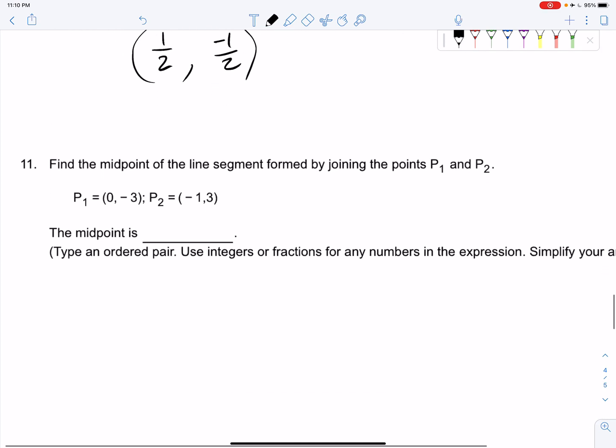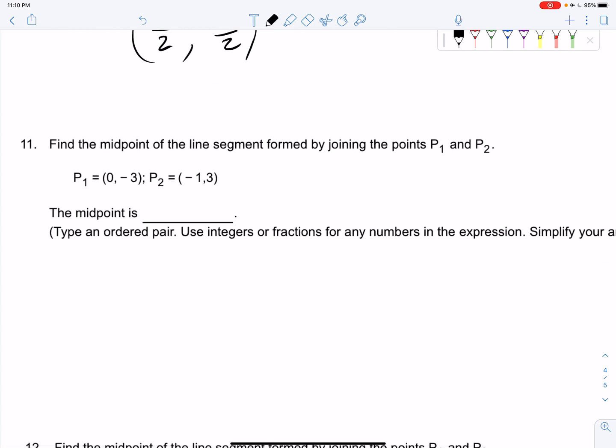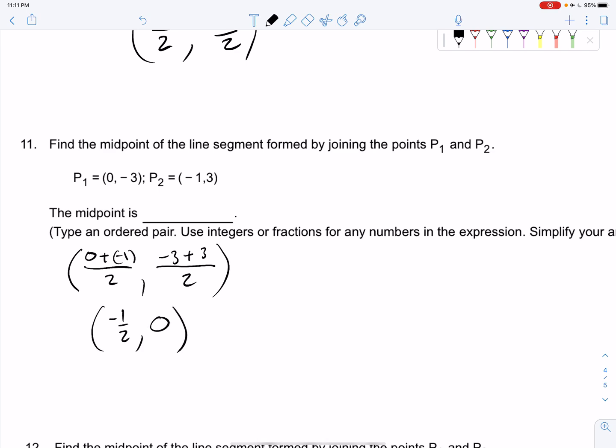Next problem, number 11. We almost done? This went quick, didn't it? Finally a quick one. We got a break here. Find the average of the x's. So we're going to say 0 plus a negative 1 divided by 2. Find the average of the y's. Negative 3 plus a 3 divided by 2. So the first value is x, so we've got a negative 1 over 2. And a negative 3 plus 3 is 0, and 0 divided by 2 is 0. So we're done. Answer is negative 1/2 comma 0. And that's our midpoint.